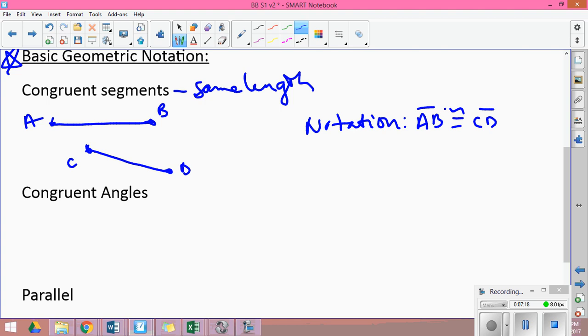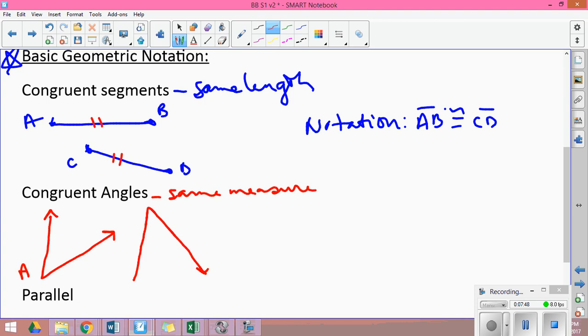On the picture, you will see hash marks. And if you see 2 hash marks on pieces, any pieces that have 2 hash marks or 3 hash marks or 1 hash mark are congruent. Same thing with angles. They're going to have the same measure, the same size, the same degrees. And so if we had a couple of angles here, and we could call this angle A, and we'll call this one angle B, and then we'll have another one that we'll call angle C.